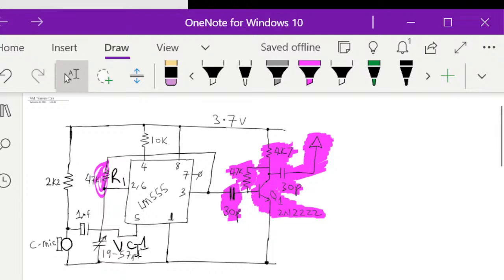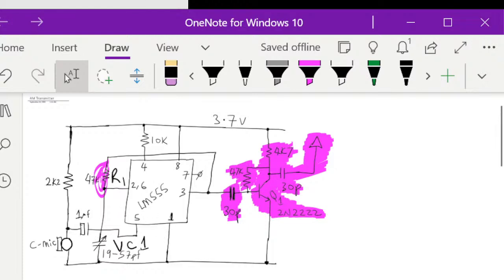In the transmitter we built, we didn't have the voltage control capacitor that goes from pin 5 to ground. In your case, you can put it in, and in the schematic we have online, we have included that.